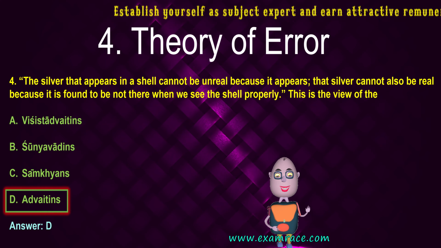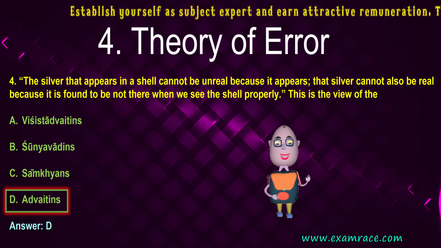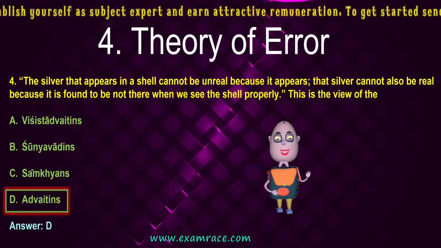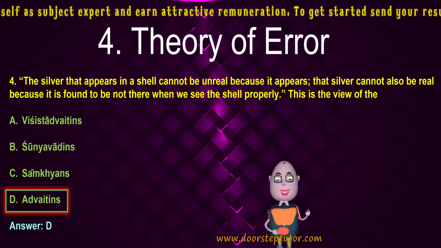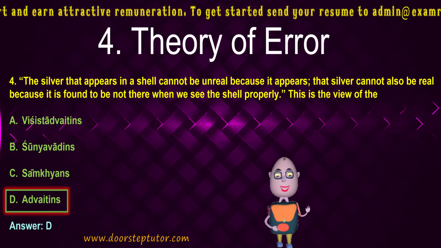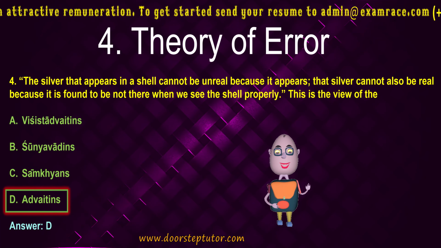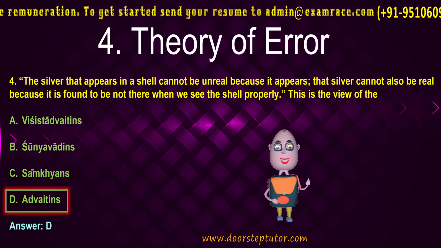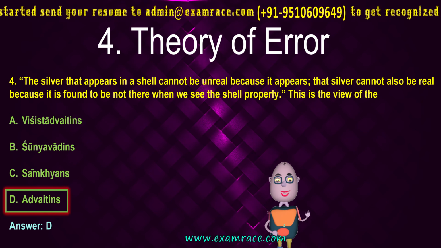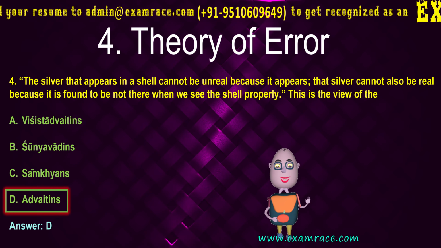According to Advaitins, the silver that appears in a shell cannot be unreal because it appears. That silver cannot also be real because it is found to be not there when we see the shell properly is an example of Anarvachniya Khyati. Anarvachniya Khyati is the theory of error which is propounded by the Advaitins. Here, according to Shankara, error is neither real nor unreal, so it is undescribable.